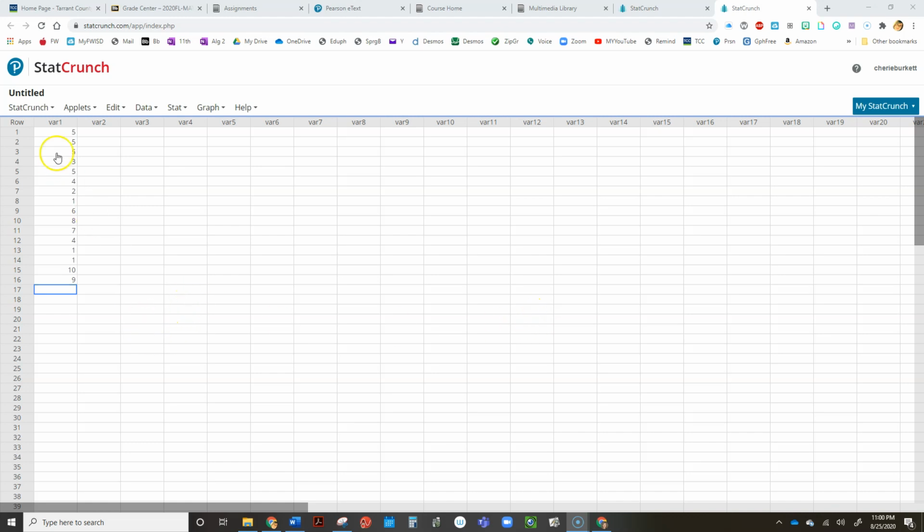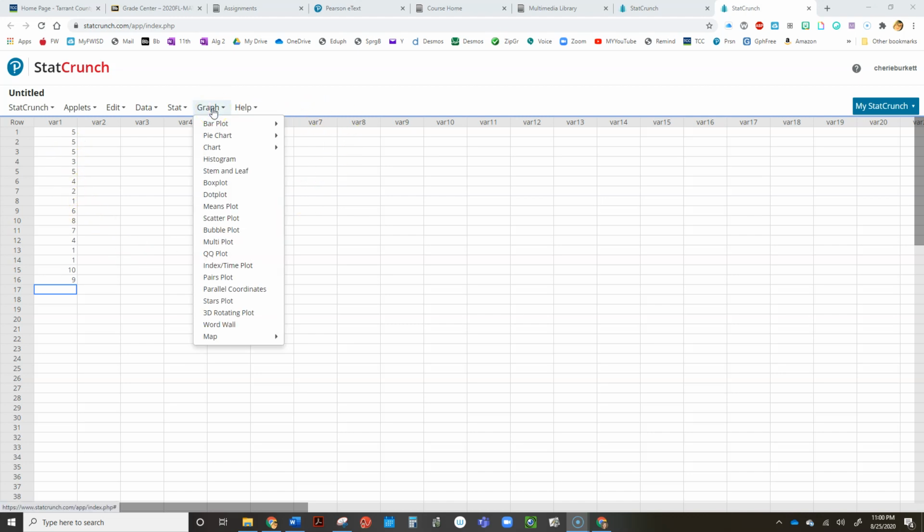All right, I've jumped over into StatCrunch. I have entered that same group of 16 numbers that we've been working with for this lecture. You simply just put them in a column right here. So I just did 5 enter, 5 enter, 5 enter, 3 enter, 5 enter. Please don't be afraid to just click around and see what happens.